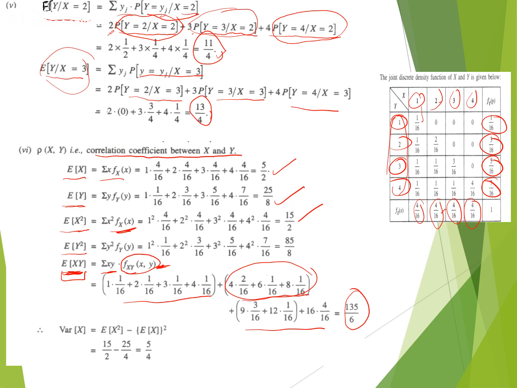Now the variance is what? Variance is the expectation of x square minus expectation of x whole square. So we get 5 by 14.